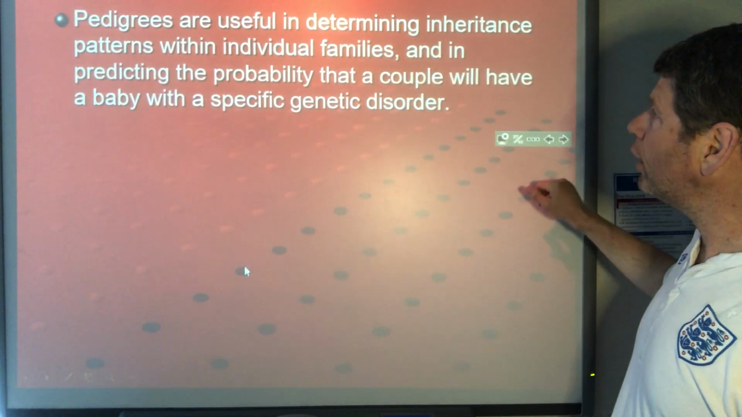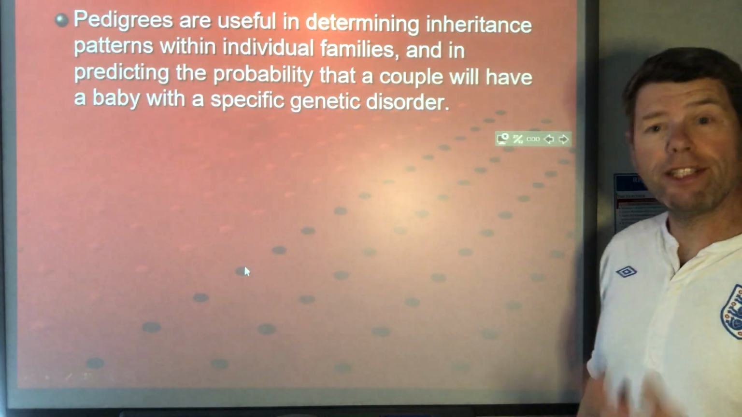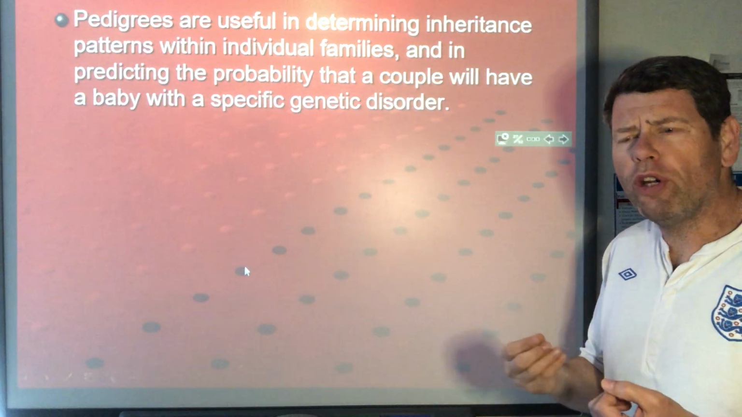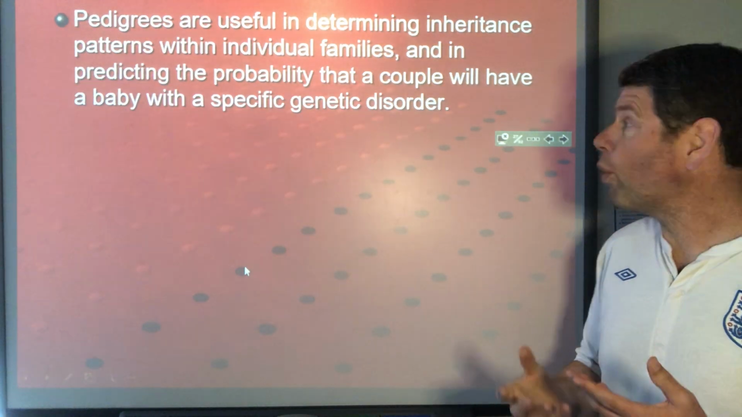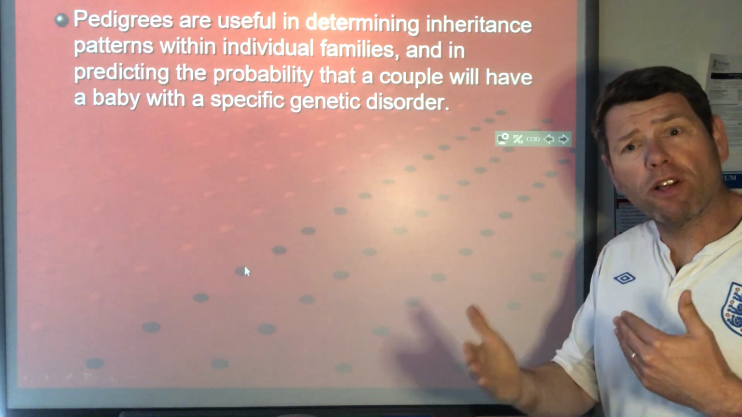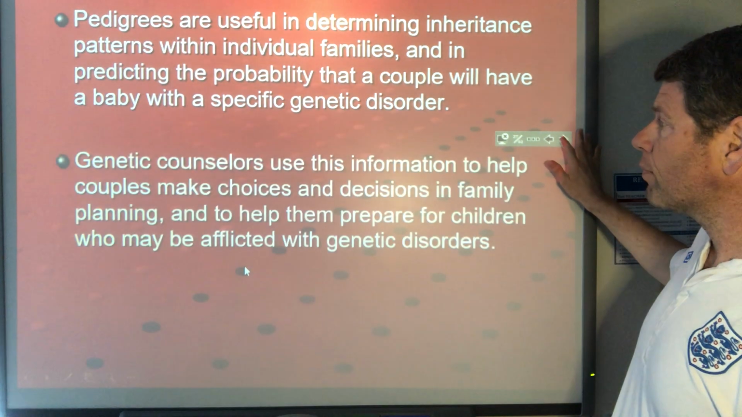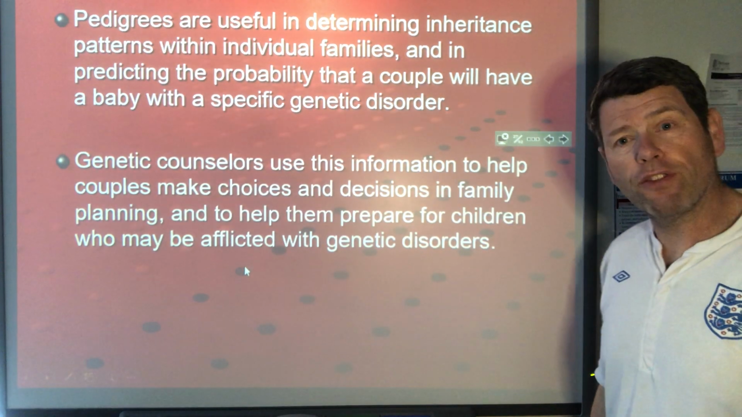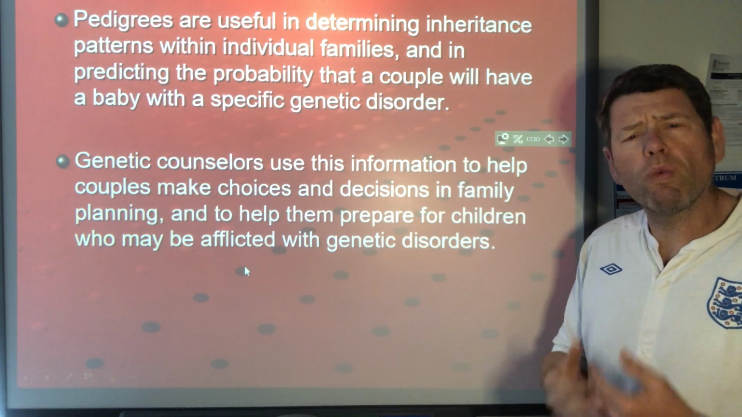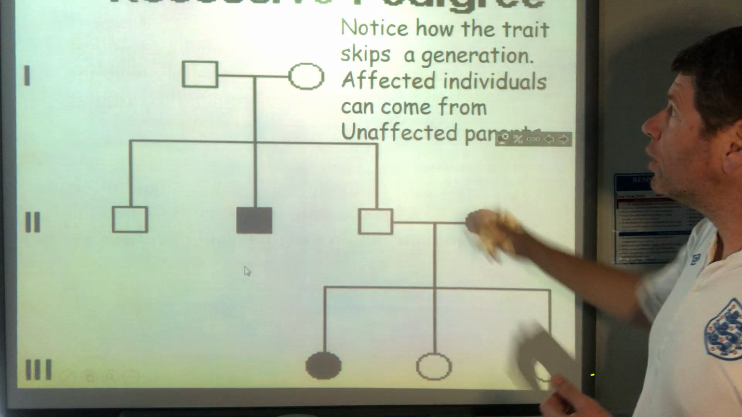So let's look at why they're useful. Pedigrees are useful for determining inheritance patterns. So is a disorder recessive or is it dominant? Does it happen to affect a specific gender, like males more than females? We would be able to see all that in a pedigree. Also, genetic counselors would use that information to help a couple make informed decisions in terms of what are the risks to their offspring having certain disorders. So let's take a look at an example.